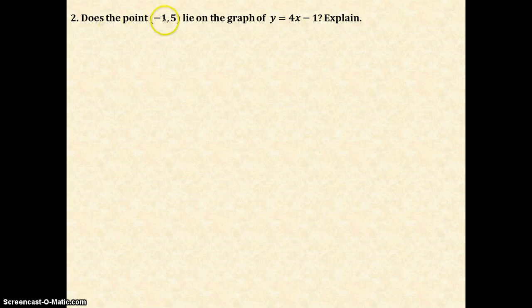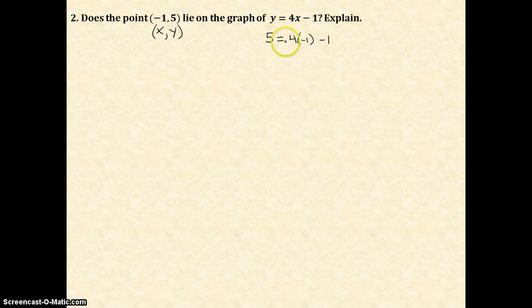Does the point negative 1, 5 lie on the graph of y equals 4x minus 1? Well, an easy way to figure that out is to plug in the x value and y value that we're given and see if it satisfies the equation. So the y value is 5, so I'm going to write 5 equals 4 times the x value, negative 1, minus 1.